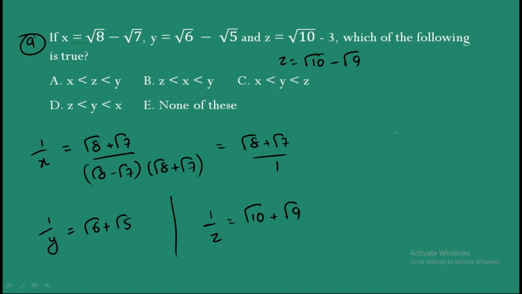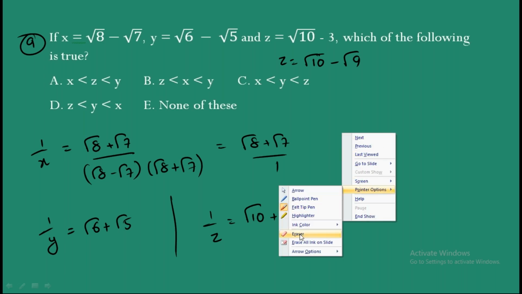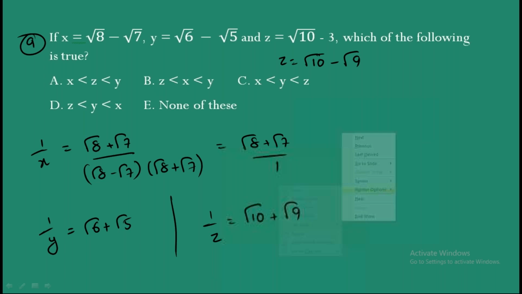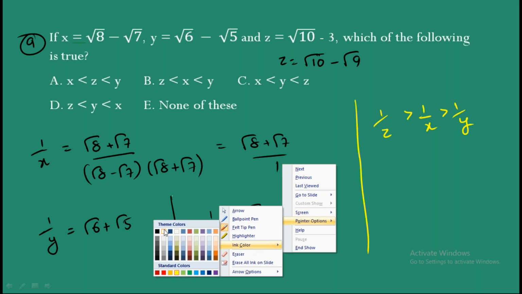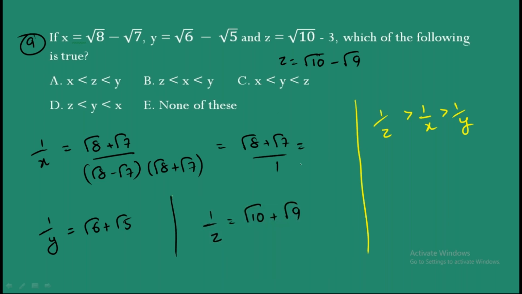Now one thing is very clear. If you just do this, 1 by z is greater. Among all, z is greater. 1 by z, root 10 plus root 9, is greater actually. So 1 by z is greater than 1 by x, greater than 1 by y. It's very clear, right? 8 and 7, root 8, root 7. Compared to that, root 10, root 9 is bigger one. That we can easily sense. Compared to 6 and 5, this is okay.